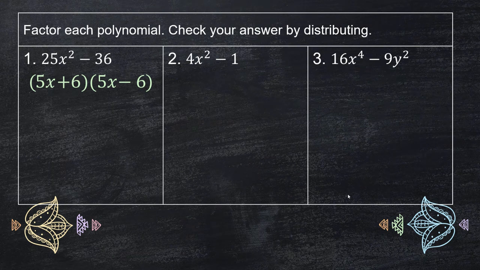On to number 2. The square root of the first term is 2x. The square root of 1 is 1. So our factors are 2x plus 1 and 2x minus 1.